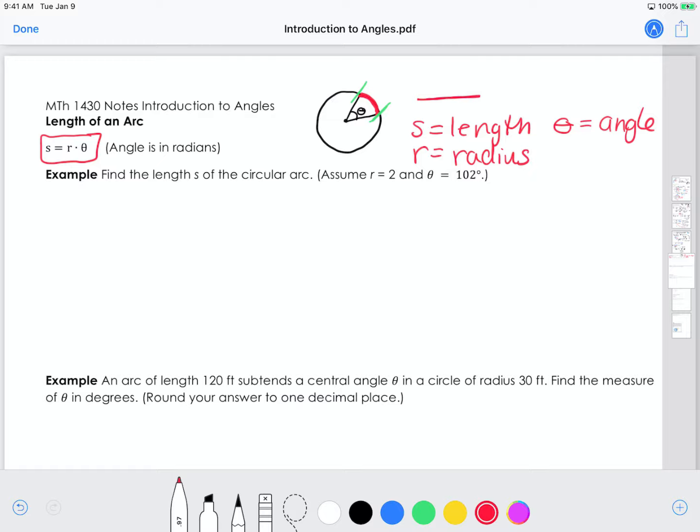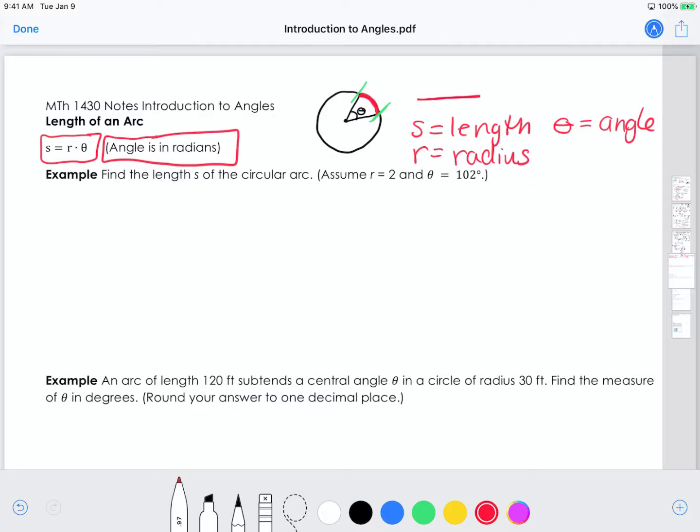Now, the thing with this formula, though, is that you have to have your angle in radians for this formula to work. So if your angle is given in degrees, you need to convert it to radians before you plug it into your formula. So to find your arc length, you would take the length of your radius and multiply it by your angle in radians.